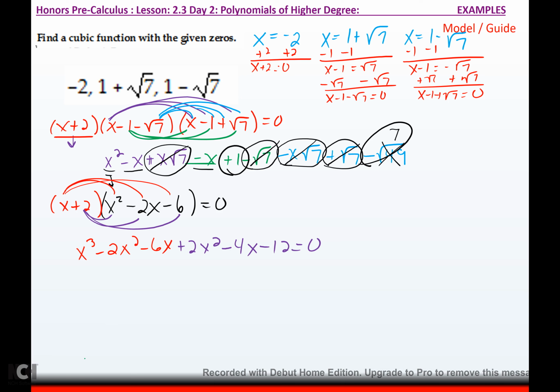Combine like terms. There's no other third degree. Negative 2x squared and positive 2x squared cancel. Negative 6x and negative 4x is negative 10x. Negative 12 drops, equals 0. There's my cubic function. Okay?